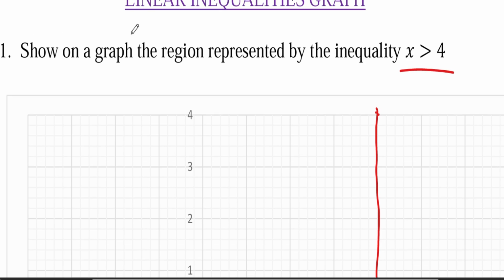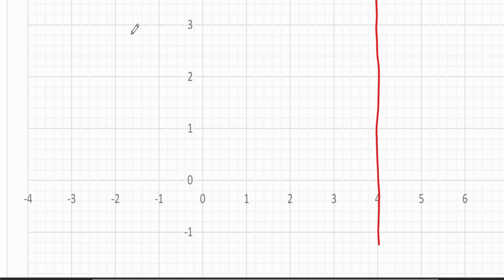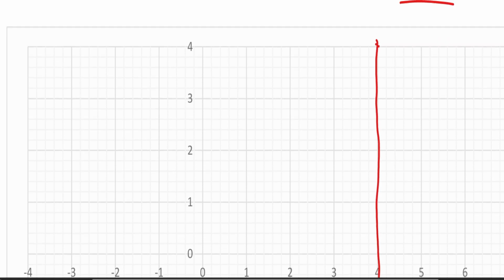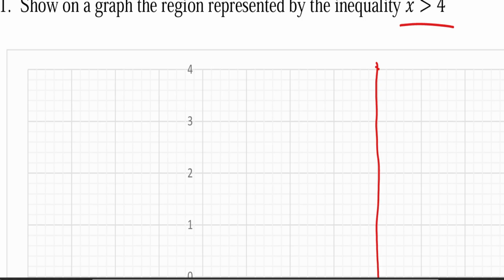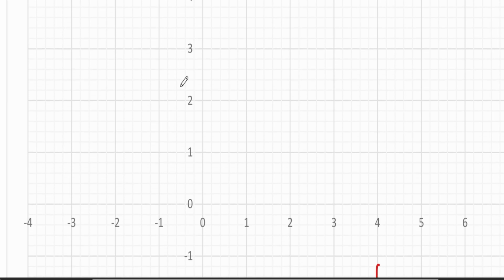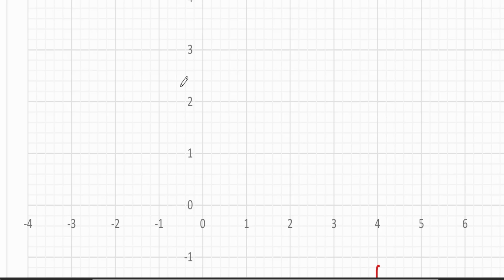So this is x equal to 4. But if it's x greater than 4, depending on how the line should be, if there's no equal sign at the bottom, then the line will be dotted. I've drawn quite carelessly, but the line should be dotted this way. It shouldn't be full.